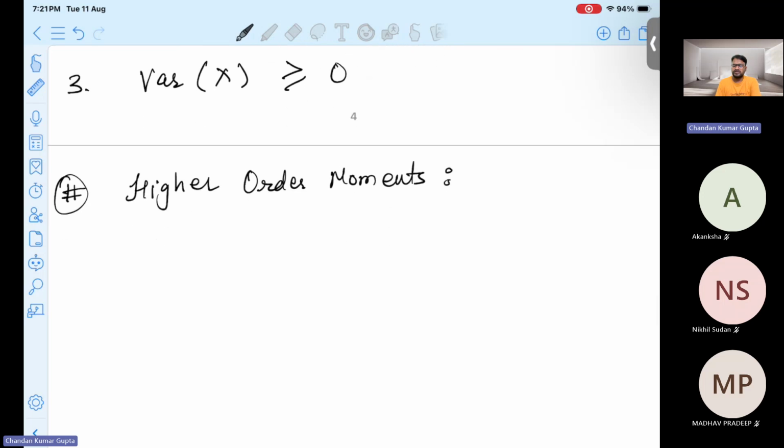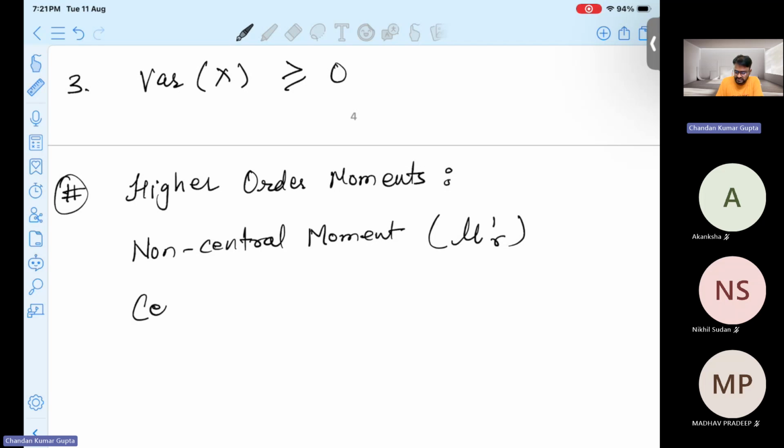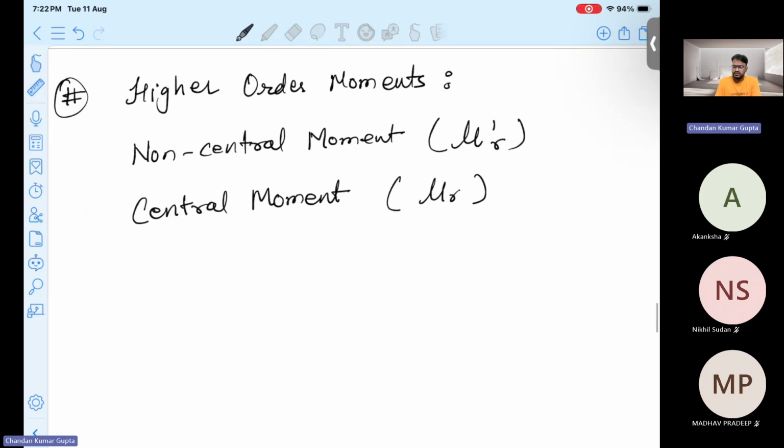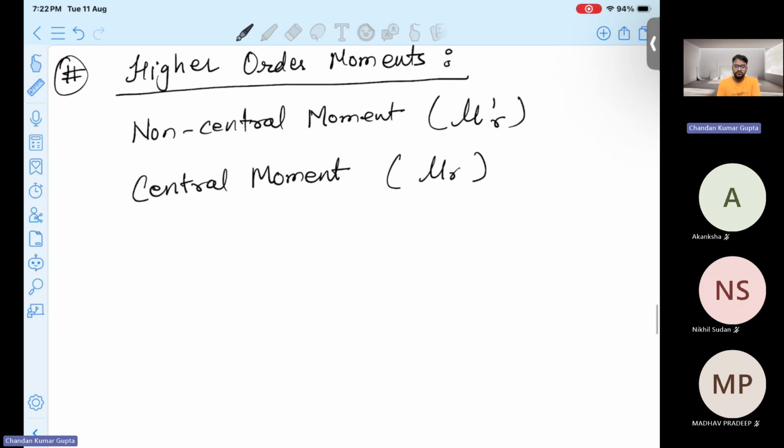For higher order moments, let me write one more thing. The non-central moment is usually denoted as mu dash r or mu dash n, and the central moment is mu r or mu m. For higher order moments, let me define the central moment first.